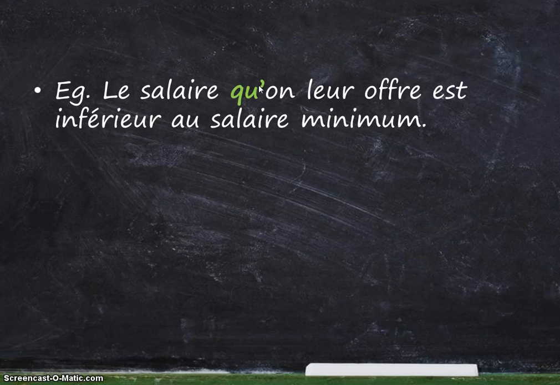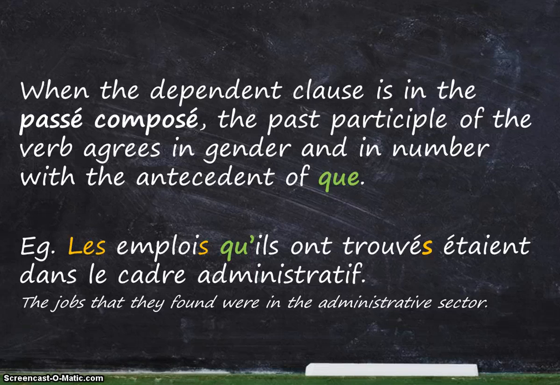Now, in the passé composé, it's a little bit different. It's very important that you understand. When the dependent clause is in the passé composé, the past participle agrees in gender and number with the antecedent of que. So basically, looking at this example here: les emplois qu'ils ont trouvés étaient dans le cadre administratif. Okay, the jobs that they found were in the administrative sector.